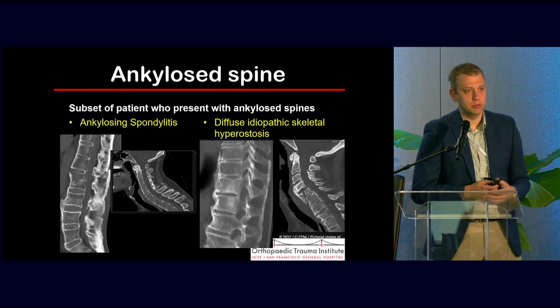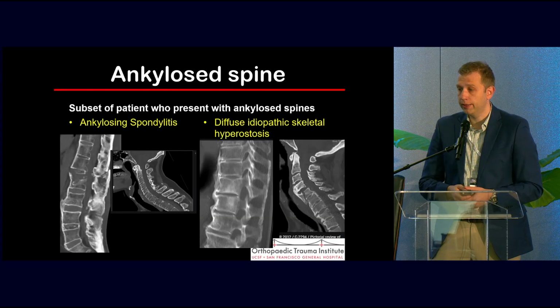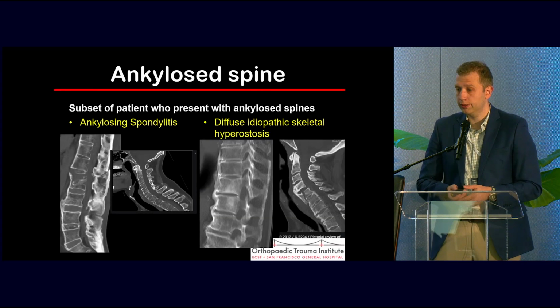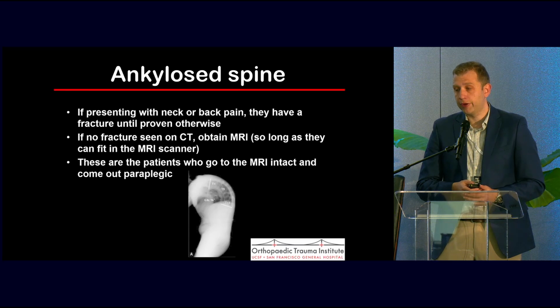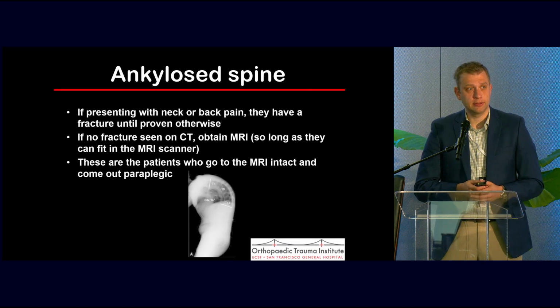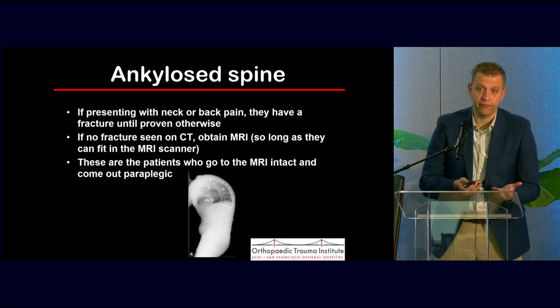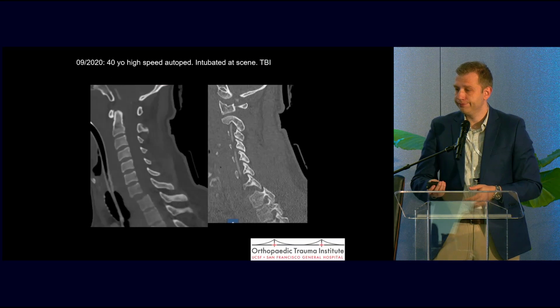I have the residents do neuro checks on them. These patients are often on blood thinners, and so it's very common to have an epidural hematoma, so neuro checks are very important. If they have neck or back pain, they have a fracture until proven otherwise. They often have multiple fractures at different levels. And these are patients where there was a whole case series of them going into MRIs intact and coming out paraplegic because they have kyphotic deformities. And to fit them in the MRI, people extend them, and that leads to a bad day.